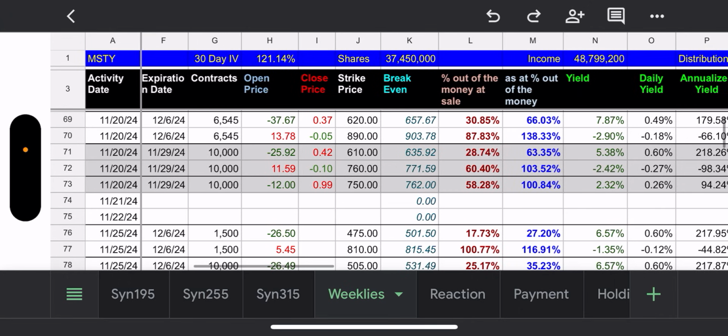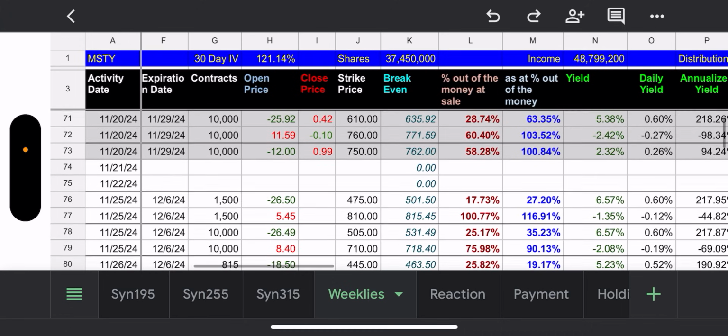Because at the time, 87% out of the money. Like, really? Is that going to help? Clearly, no, it did not help. But anyway, let's move on and check out the new positions.